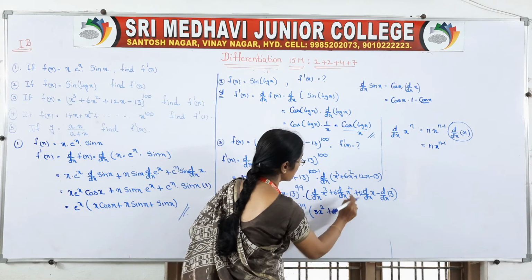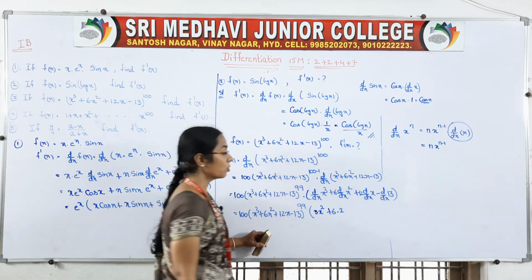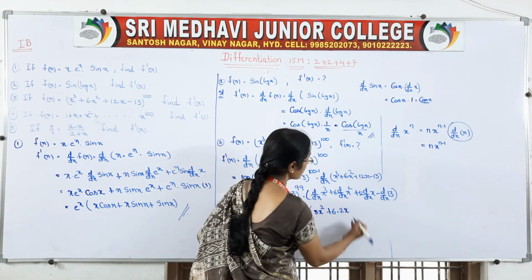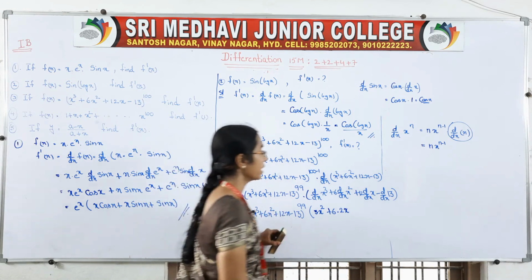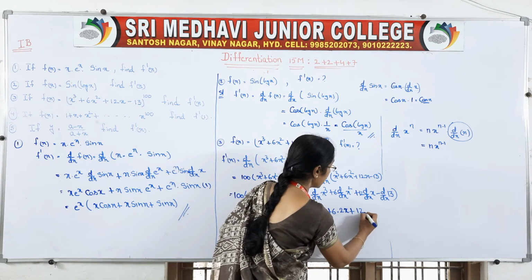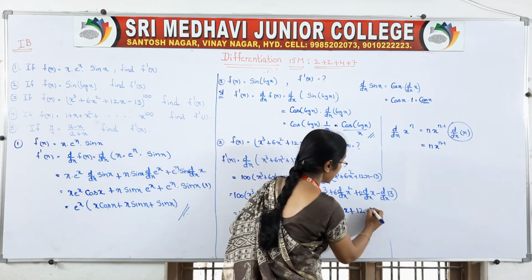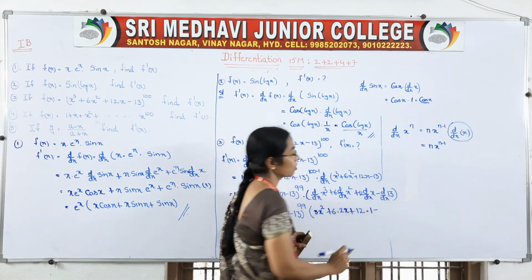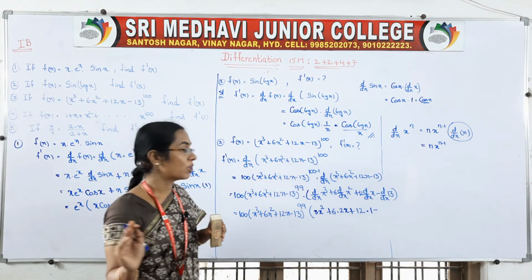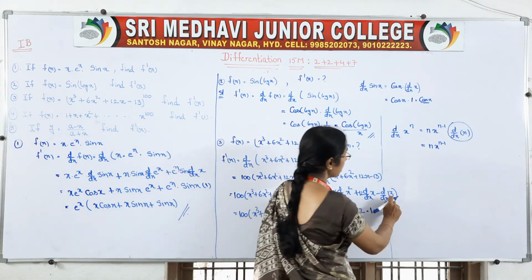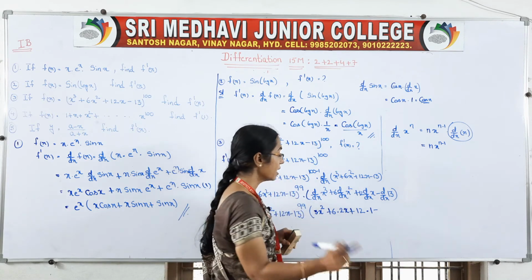Plus 6 into the same thing, it is 2 now, your power is 2. 2 into x to the power of 2 minus 1, 2 minus 1 is 1, x to the power of 1 is x only, right? Plus 12 into d by dx of x is 1, it is a standard form, right? Minus d by dx of all the numbers, all the constants is 0. Derivative of a constant is 0.